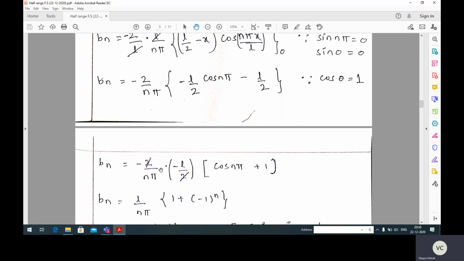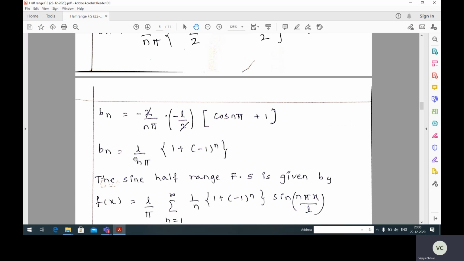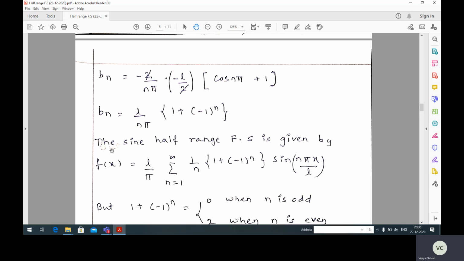Now b n is equal to minus 2 divided by n pi, and from both the terms we can take minus L by 2 outside. So common, take it outside, minus L by 2 into what is left, cos n pi plus 1. So 2 gets cancelled, minus into minus is plus. b n is equal to L divided by n pi. I'll take this one as both are positive. I'll take this one as the first term, 1 plus cos n pi, and cos n pi is minus 1 raised to n. Now substitute this in the half range sine Fourier series.